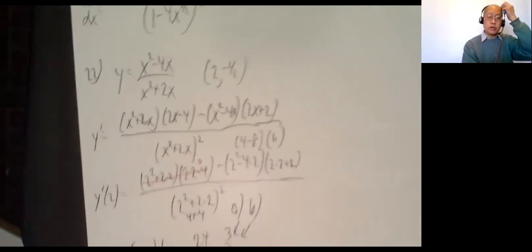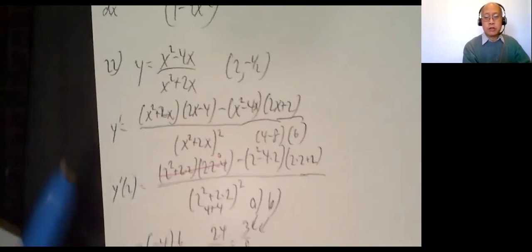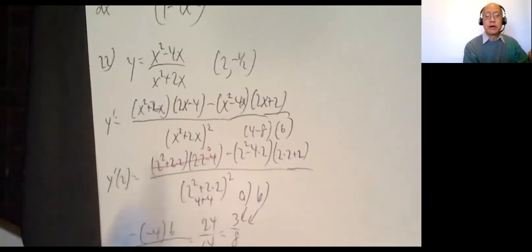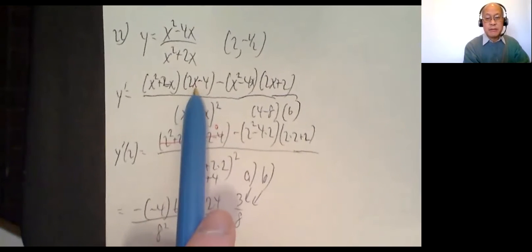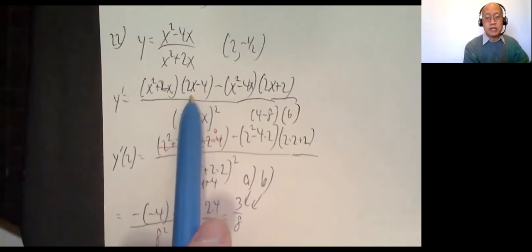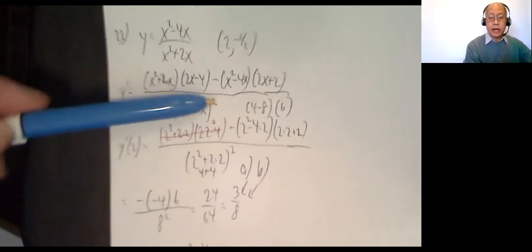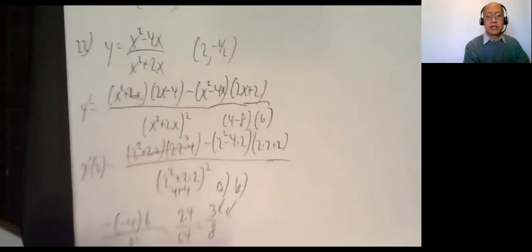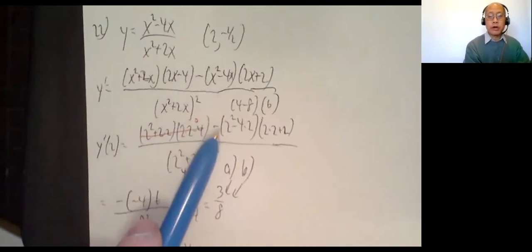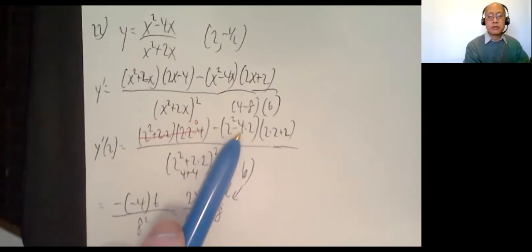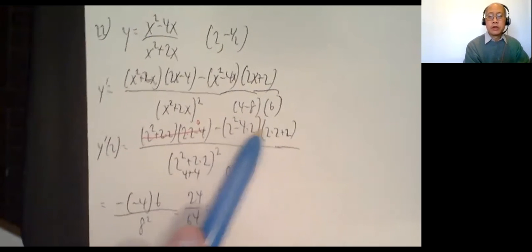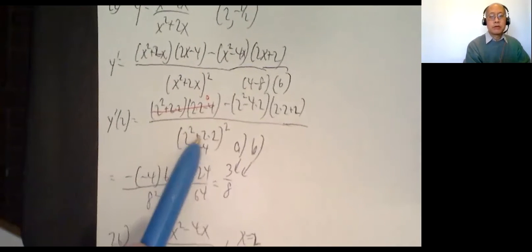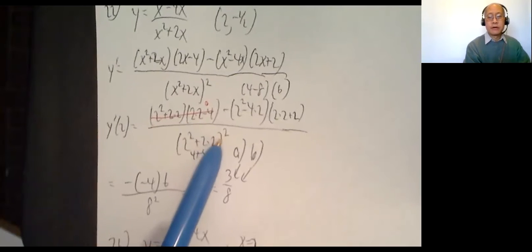All right, now I'm plugging in 2. So everywhere you see x, they all get a 2. But notice very nicely, if I put a 2 right there, 2 times 2 is 4, 4 minus 4 is 0. That wipes all of this out, so I can ignore all this stuff. Okay, 2 squared minus 4 times 2, parentheses, 2 times 2 plus 2, all over 2 squared plus 2 times 2 quantity squared.